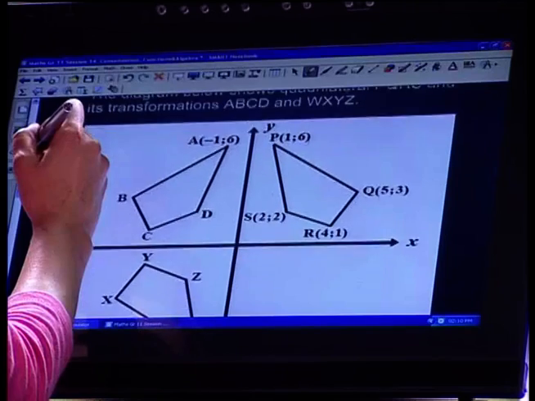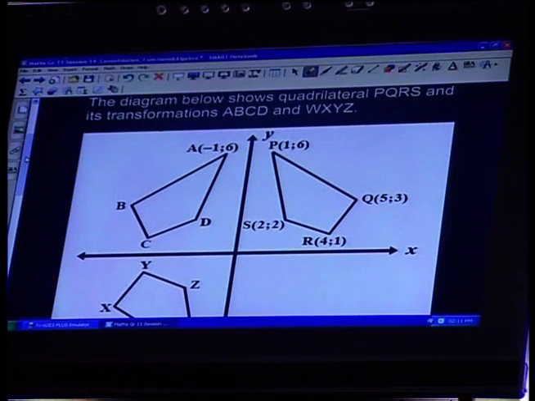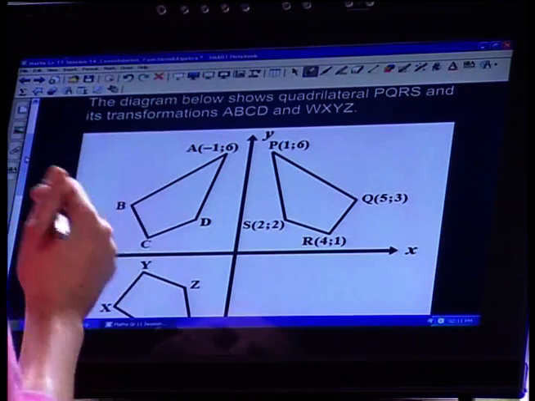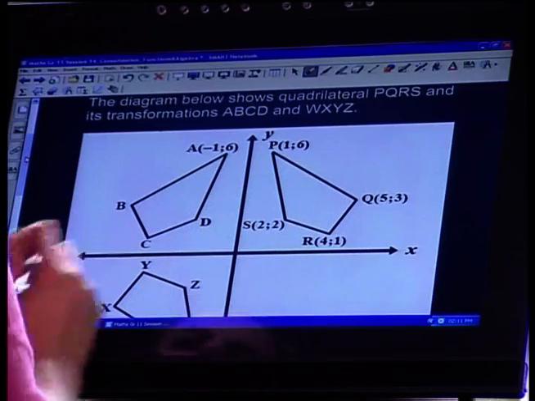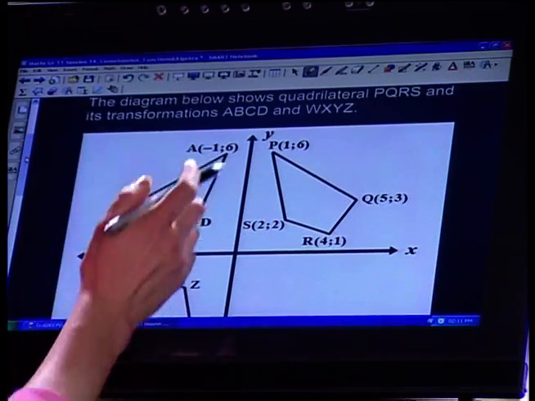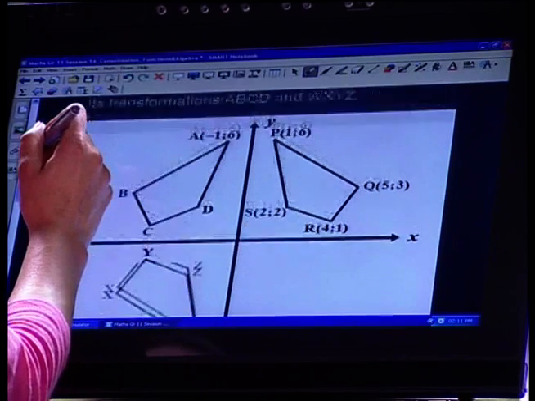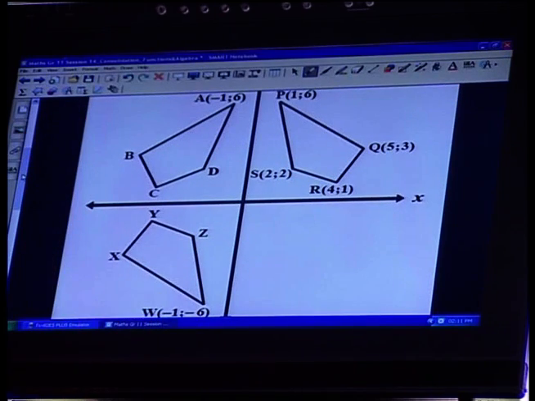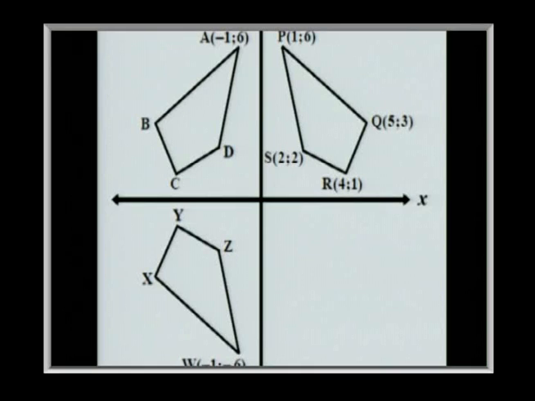and so on. The good thing about these questions on transformations is that they are very visual. There's always pictures involved, which is great, and the pictures usually help us solve the problem quite easily. So let's have a look at this first question. The question says the diagram below shows quadrilateral, that's a four-sided figure, PQRS, its transformations A, B, C, D, and scrolling down, I've got another transformation W, X, Y, Z.